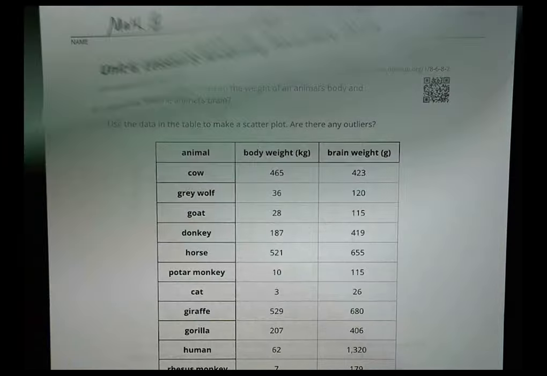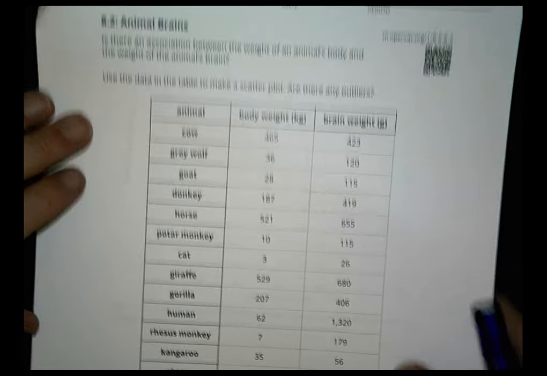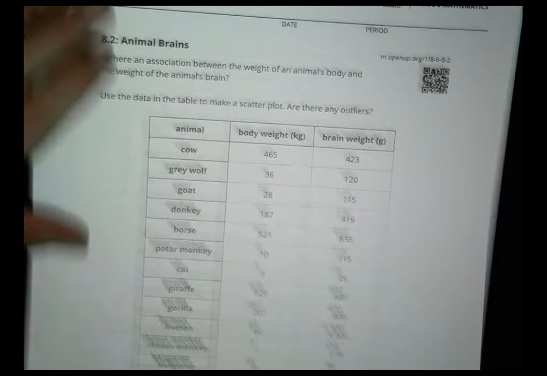Alright, let's take a look at activity number 2 on animal brains. Hello, Stevie G. Here are animal brains. Well, not exactly that. Whoa, hello. Cat coming in there. Oh my goodness. Oh, Stevie G. You must love doing math problems, somebody.